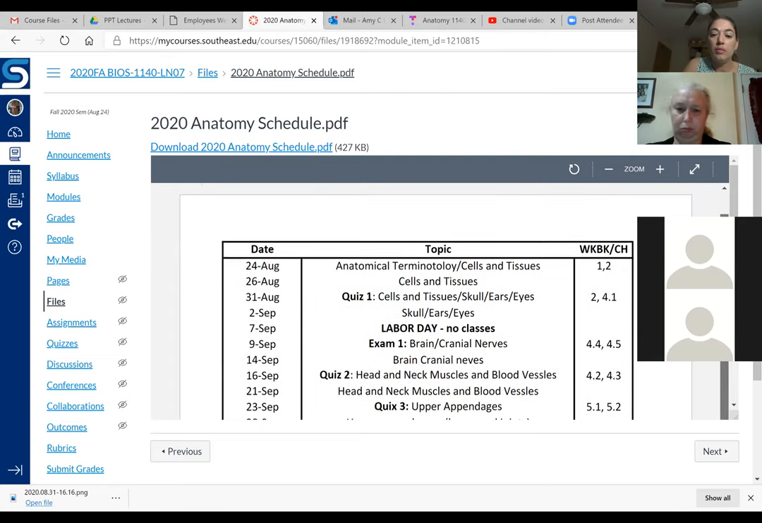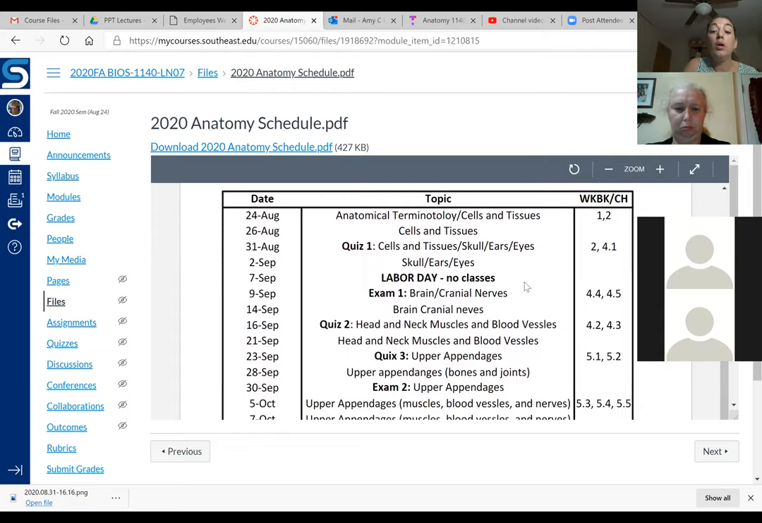Everything that says brain, nerve, like that, that day we're going to lecture about the brain and cranial nerves, but that is not on your first exam. So what is on your first exam? I wonder if I can draw in here. No, I can't. What's on your first exam is everything before that. So the anatomical terminology, cells and tissues, skulls, and eyes. No ears, because we'll do ear after our first exam. So on September 9, we will start talking about the ear, then we'll go into the brain.